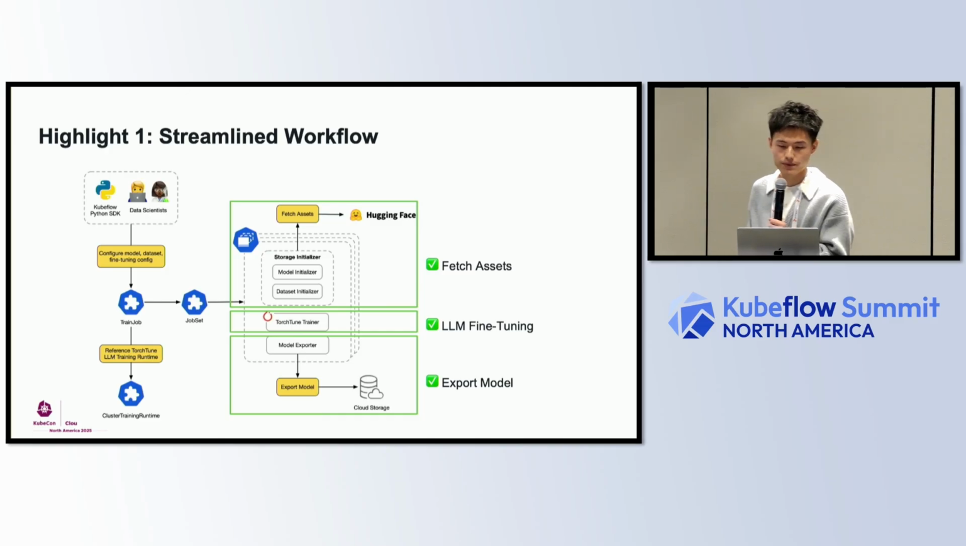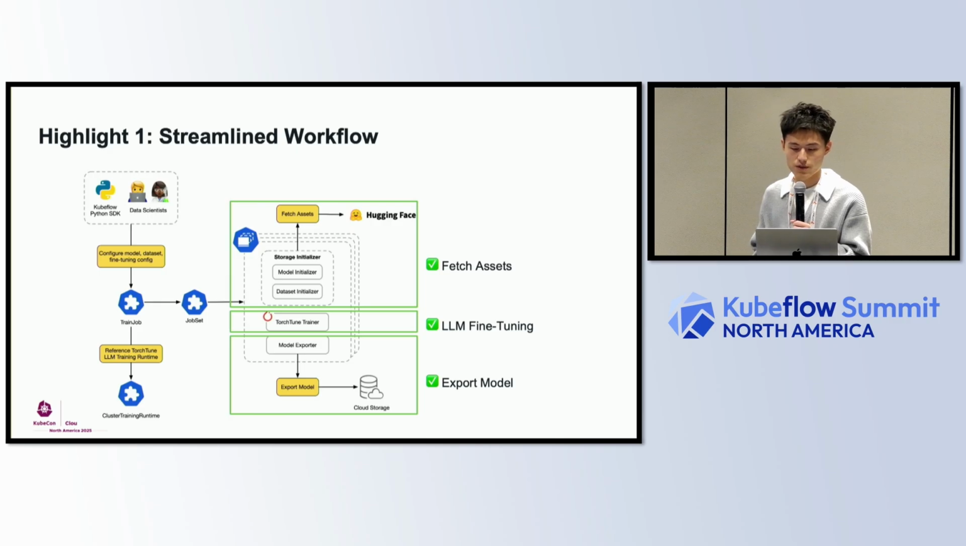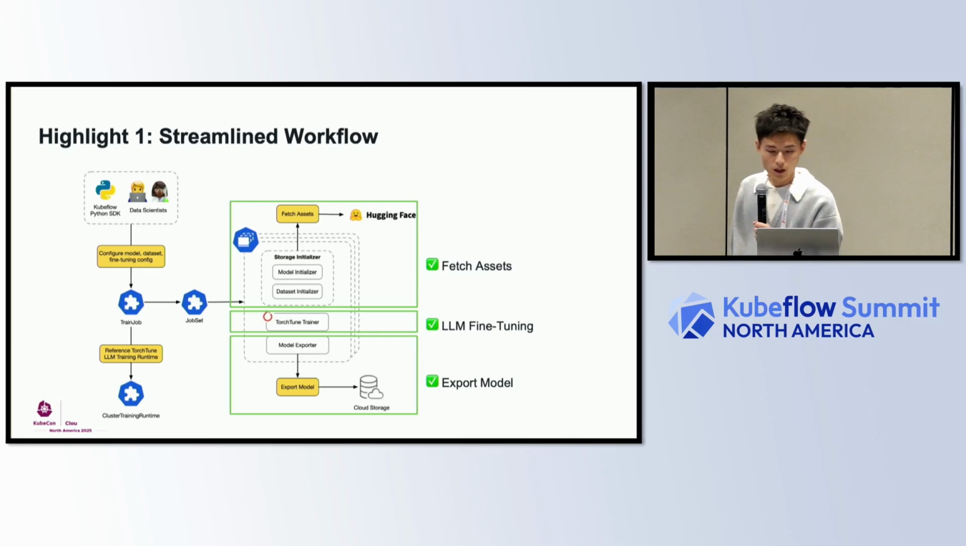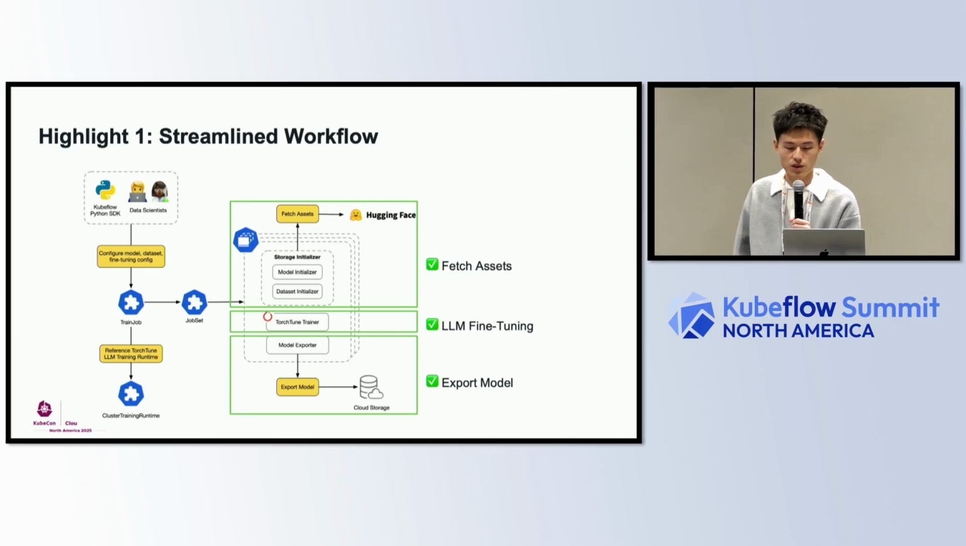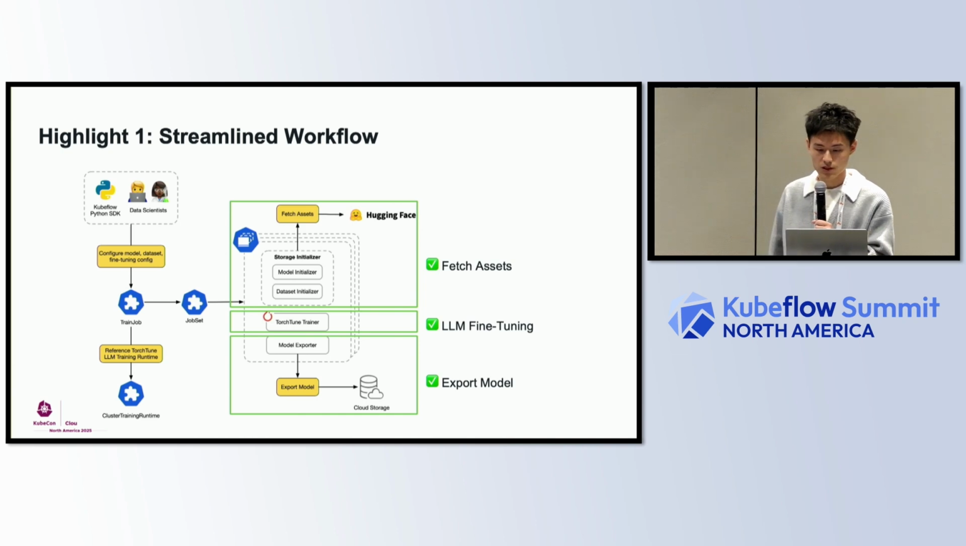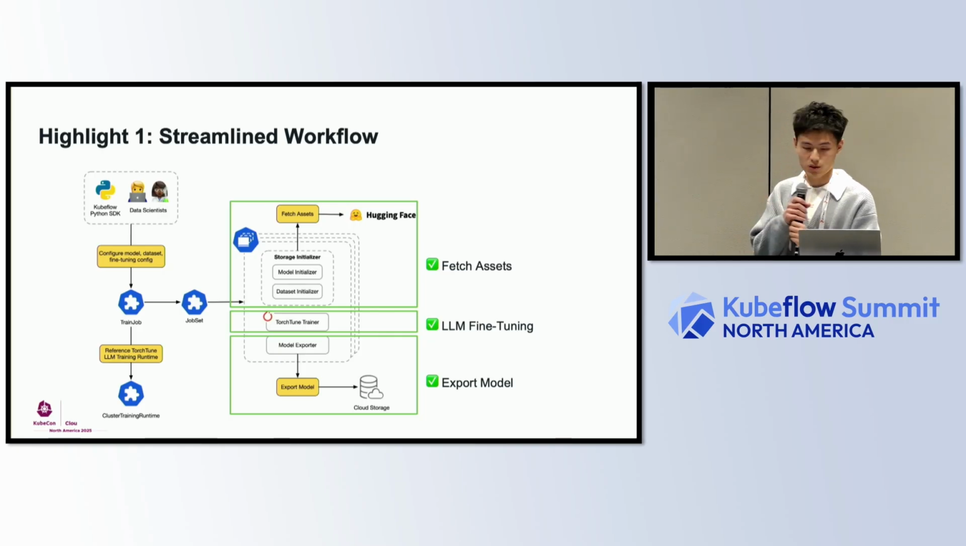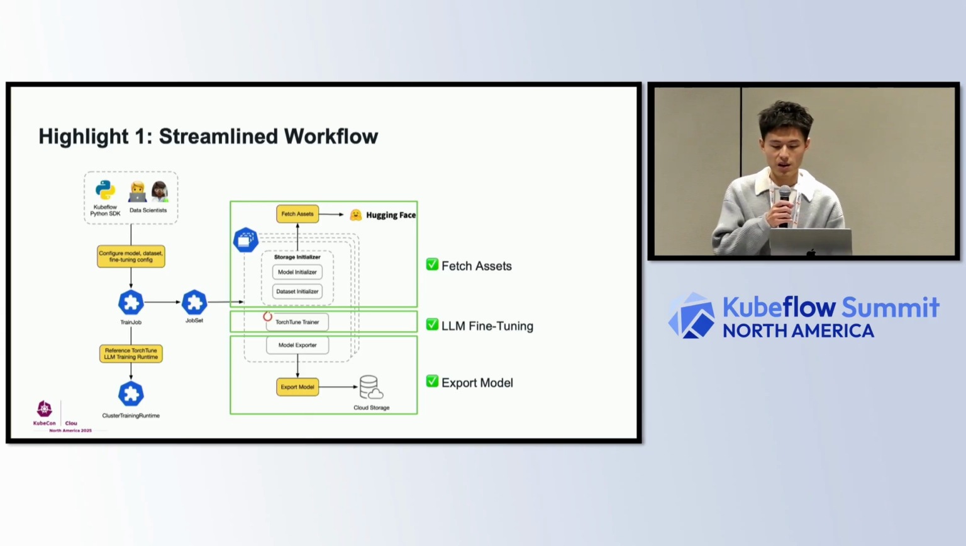Let's see the first highlight. In the streamlined workflow, before launching fine-tuning jobs, you can see from the top of this picture, the storage initializer will first try to download models and data sets from the remote. When both model and data sets are available, the fine-tuning job starts. Then the model exporter will export the model to cloud storage like S3 after fine-tuning finishes, or just leave them in the PVC. This process is automatic and does not need data scientists to manually set up all of these steps.